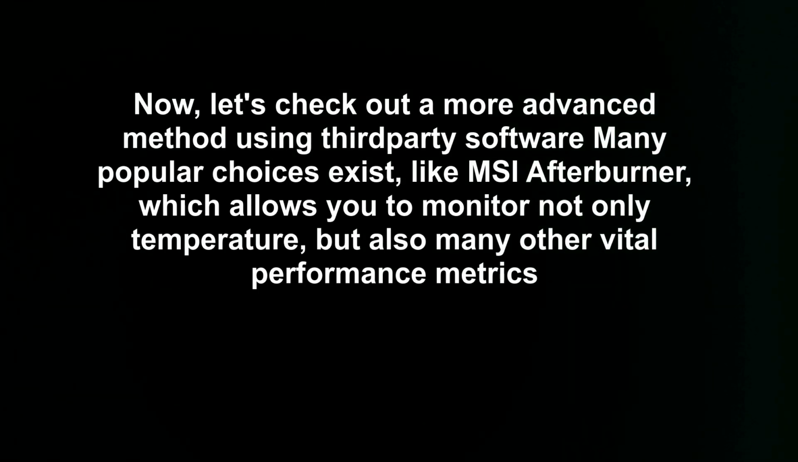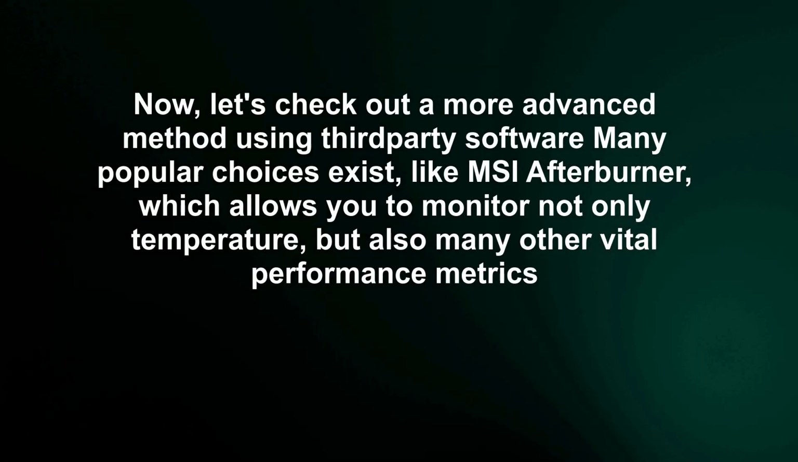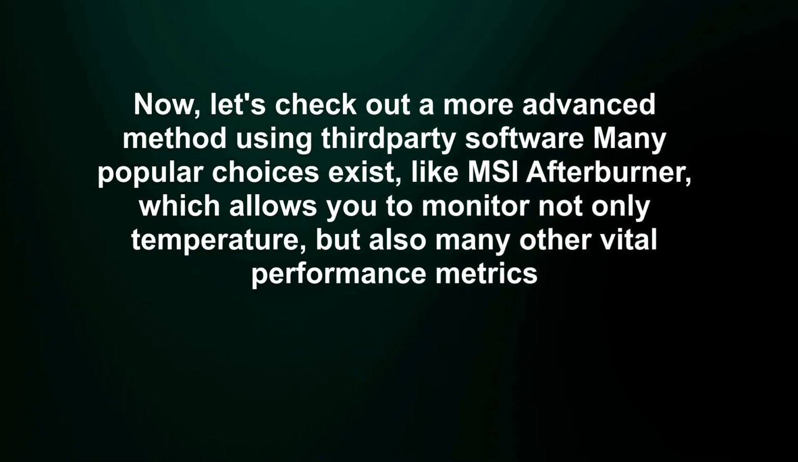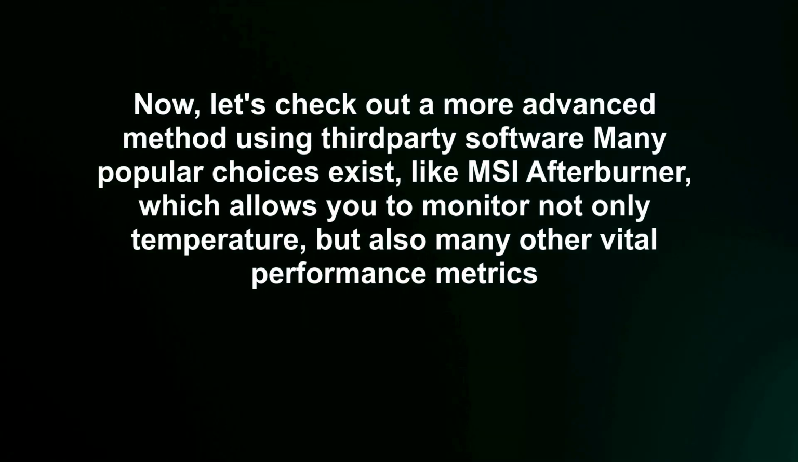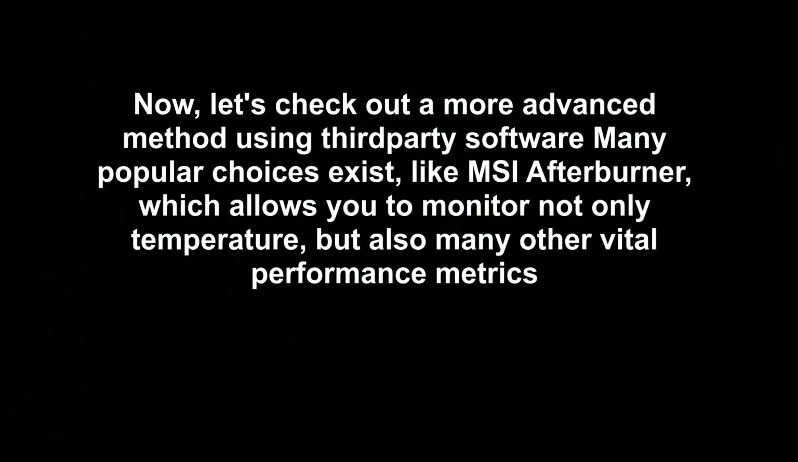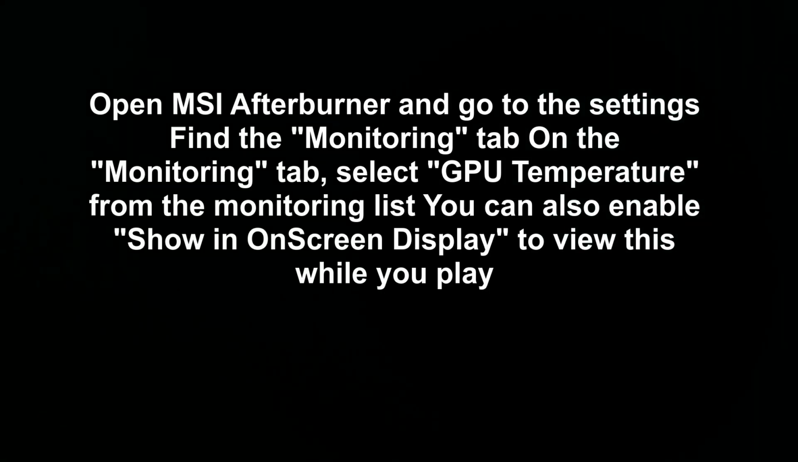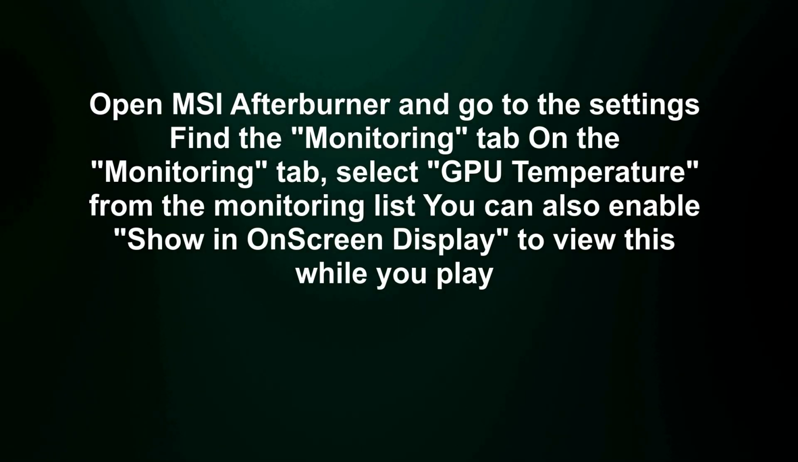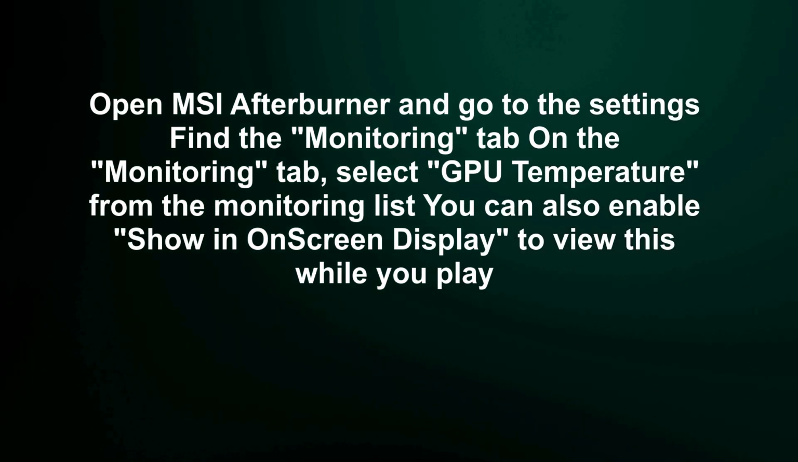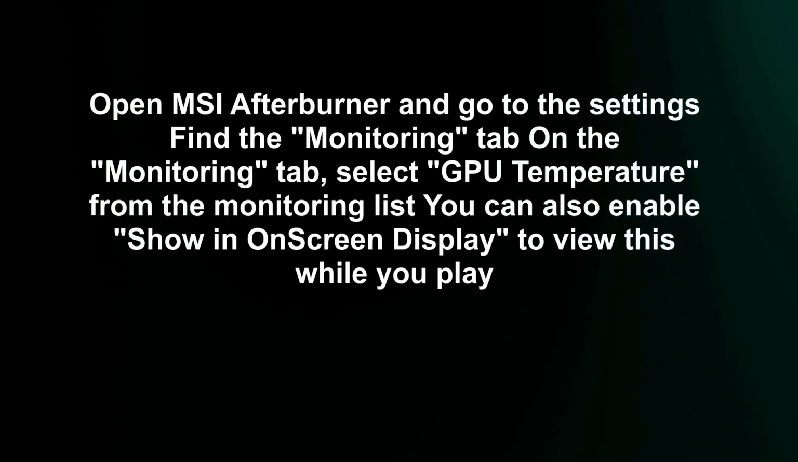Now, let's check out a more advanced method using third-party software. Many popular choices exist, like MSI Afterburner, which allows you to monitor not only temperature, but also many other vital performance metrics. Open MSI Afterburner and go to the settings. Find the Monitoring tab. On the Monitoring tab, select GPU temperature from the monitoring list. You can also enable Show an on-screen display to view this while you play.